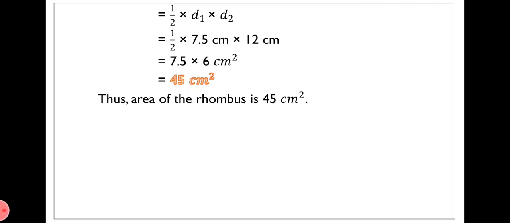Question number 6. Find the area of rhombus whose side is 6 centimeter and whose altitude is 4 centimeter. Altitude is nothing but height. If one of its diagonal is 8 centimeter long, find the length of the other diagonal. Now here first rhombus side and height is given. Also one of the diagonal is given and we have to find out the length of the other diagonal.